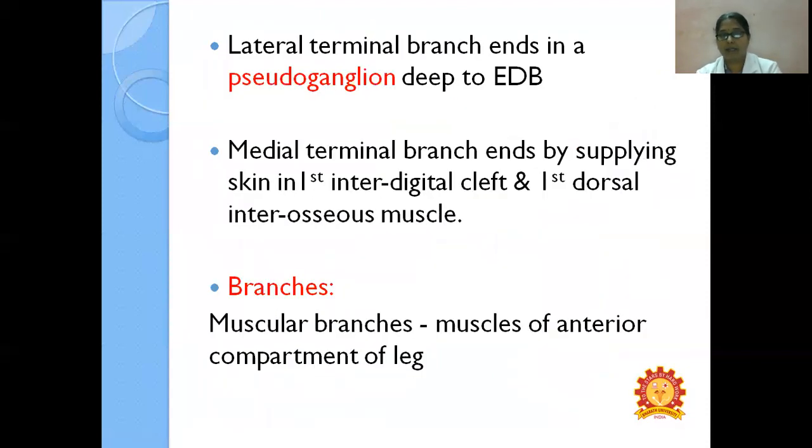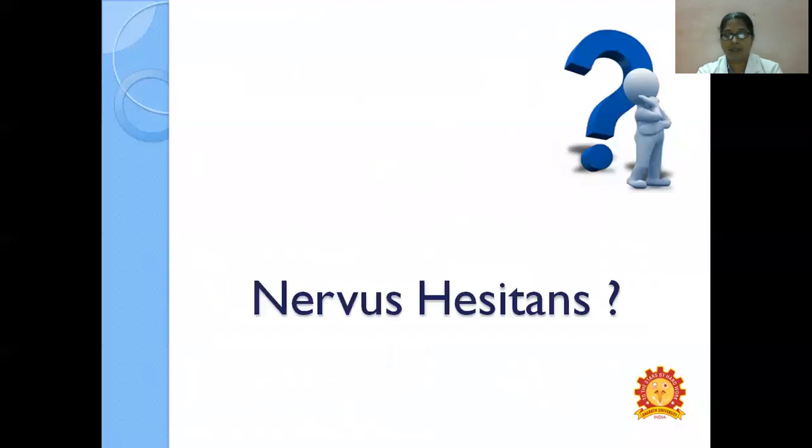The lateral terminal branch ends in the pseudoganglion, which lies deep to the extensor digitorum brevis. The medial terminal branch ends by supplying skin in the first interdigital cleft and the first dorsal interossei muscle. The muscular branches supply the muscles of the anterior compartment of the leg.